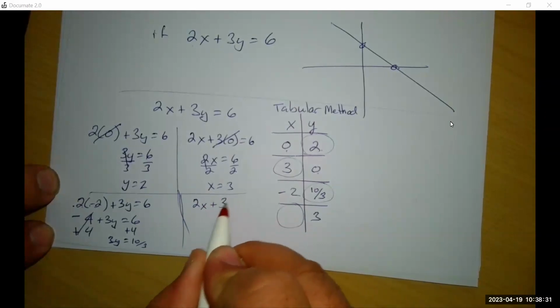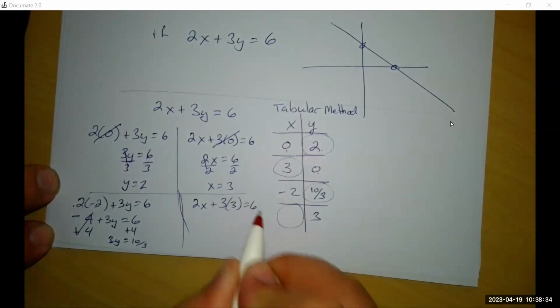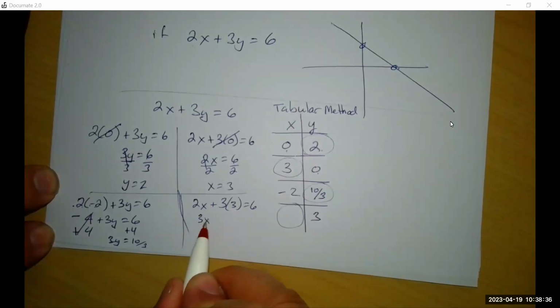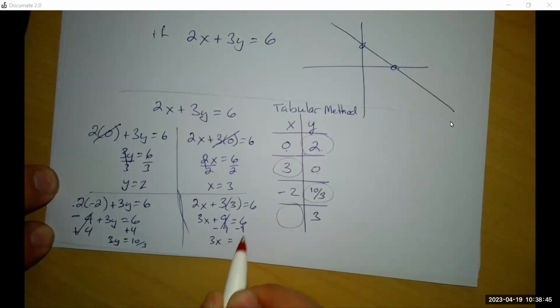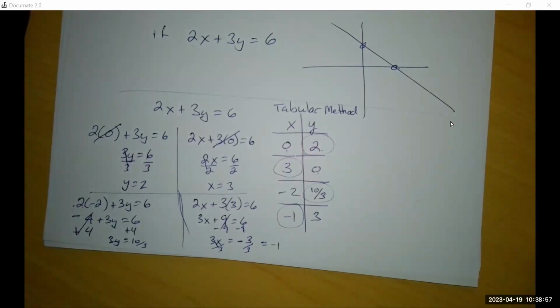And lastly, when y equals 3, solve for x. 3 times 3 is 9. Subtract 9 from both sides. 2x, 9 is bigger, so the answer is negative. 9 minus 6 is 3. x equals negative 3 over 2. Hopefully by now you're used to moving numbers around in equations. That's what we've been doing in the previous chapters. 6 plus 4 is 10, and we have to divide by 3.